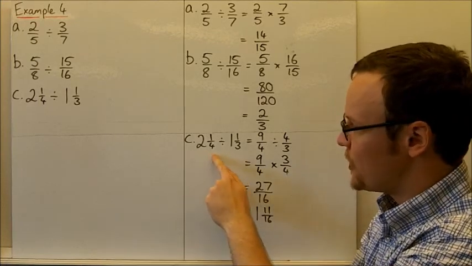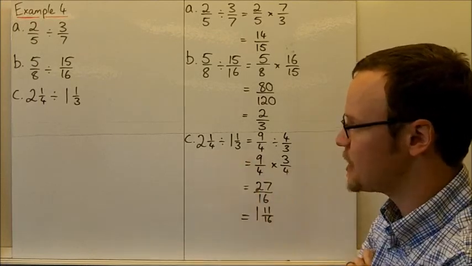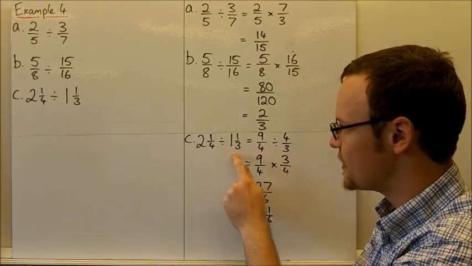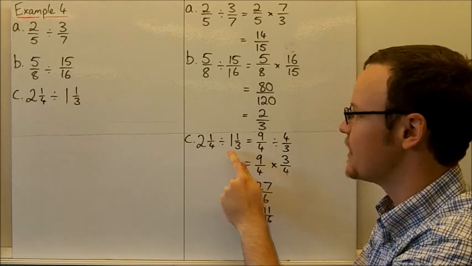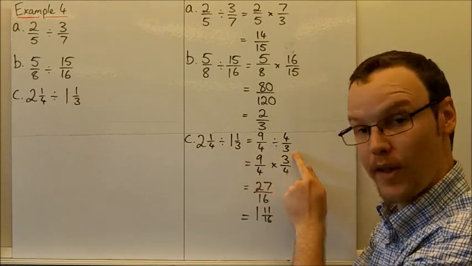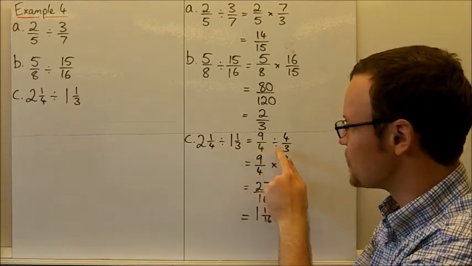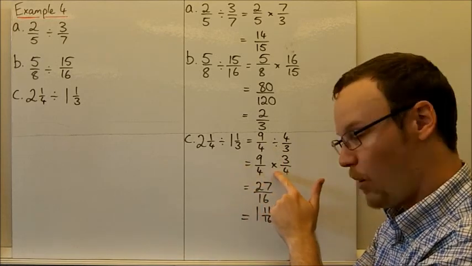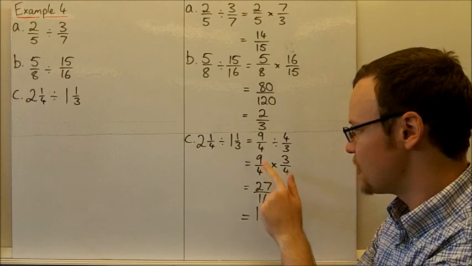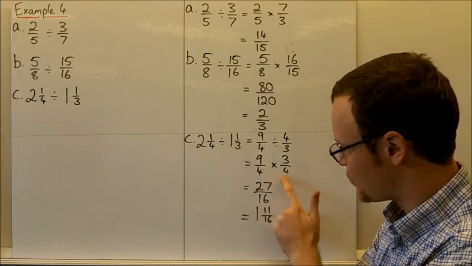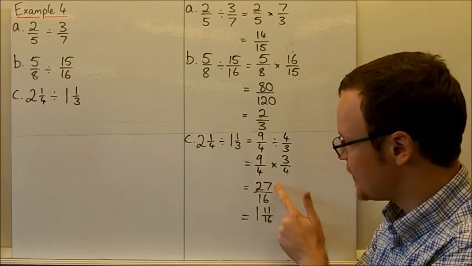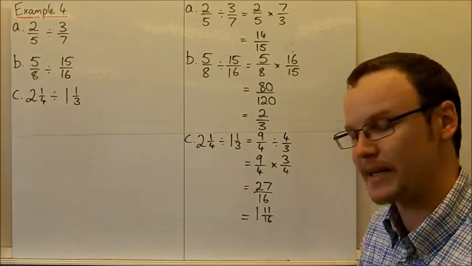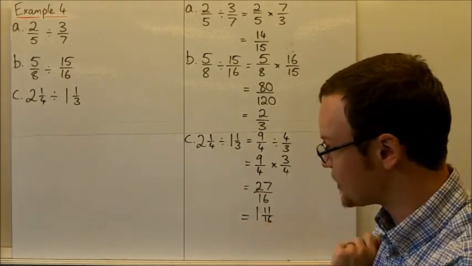Lastly, we need to convert these mixed numbers here to improper fractions. So this as an improper fraction is 9/4, and this one is 4/3. So 9 quarters divided by 4/3. That's equal to 9 quarters multiplied by 3 quarters. So 9 times 3 is 27, 4 times 4 is 16, and 27/16 can be converted back to a mixed number, which is 1 and 11/16.